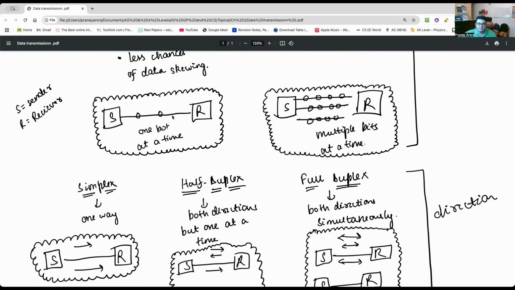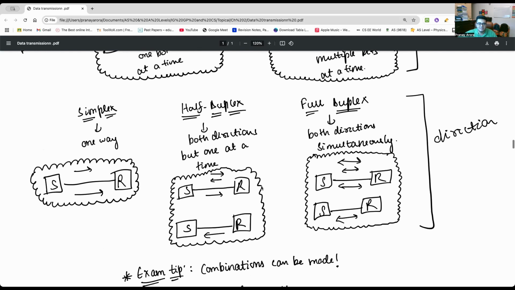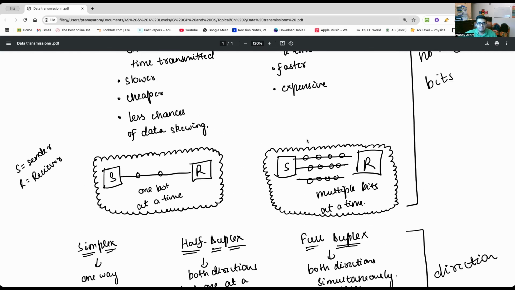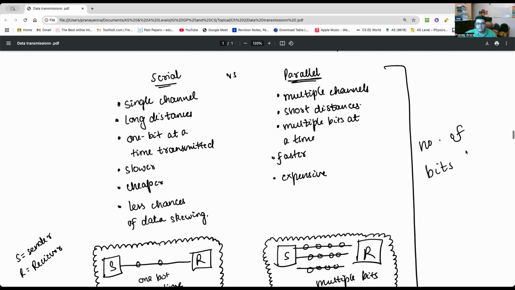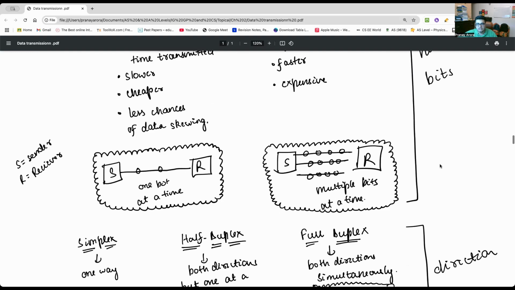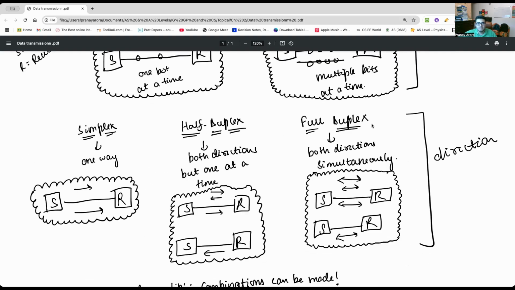This is one bit at a time. This is how serial data transmission looks like. This is multiple bits at a time. Here S is the sender and R is the receiver. Please keep that in mind. Now this is serial and parallel. We talk about simplex, half duplex and full duplex also. See, serial and parallel only talk about the number of bits and the amount of channels, whereas simplex, half duplex and full duplex, they talk about the direction. They only talk about the direction.